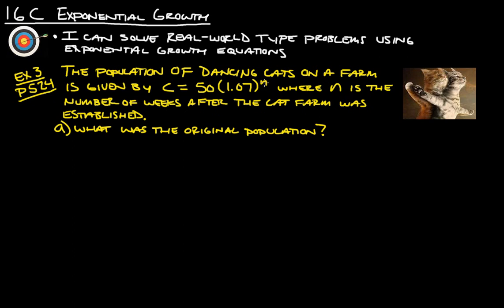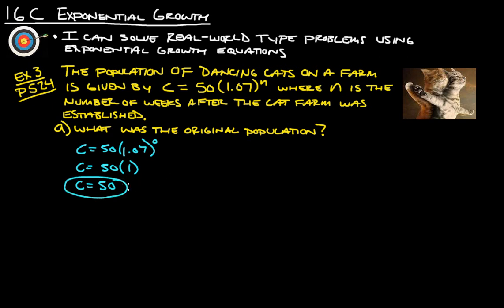So that's when time would be 0, right? So if we're going to go through and figure that out, we would do cats equals 50 times 1.07 to the 0 power. So that's going to be 50 times 1.07, and anything to the 0 power is just going to be 1. So the original population of cats would just be 50.